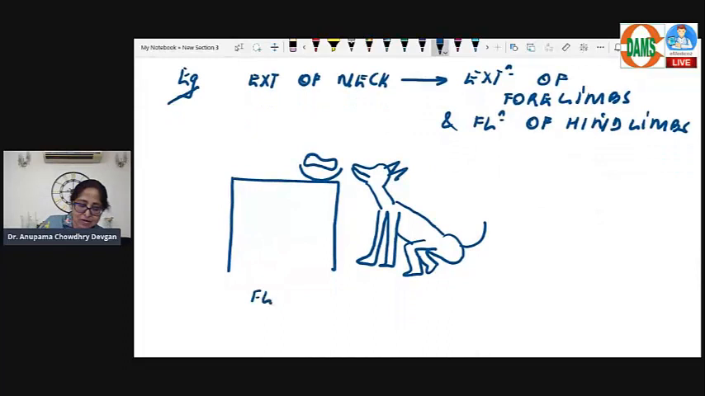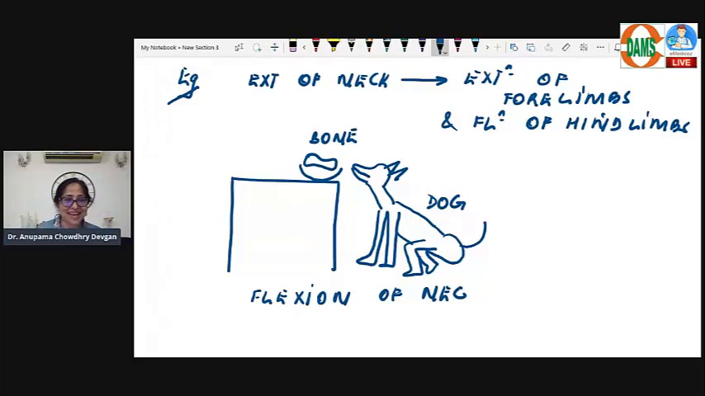And what happens if there is a flexion of the neck? This is a dog. This is a bone. His neck is extended, so his front pair is extended. The back pair is like a peacock. It looks like a peacock. Doesn't matter. This is a cross between a peacock and a dog. Now imagine how it happened. Flexion of the neck.